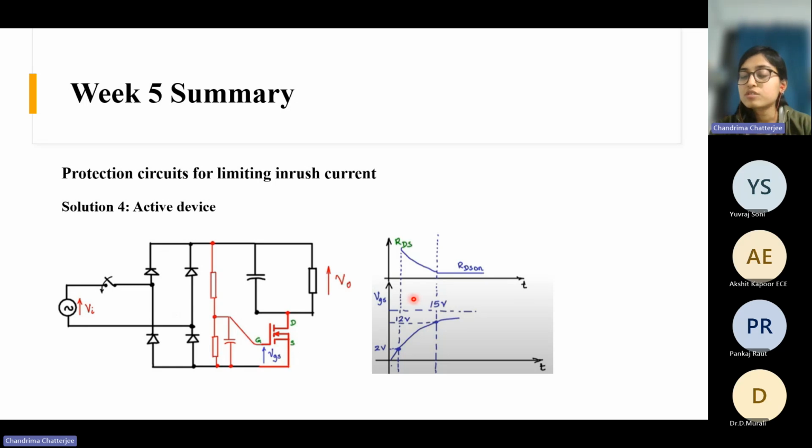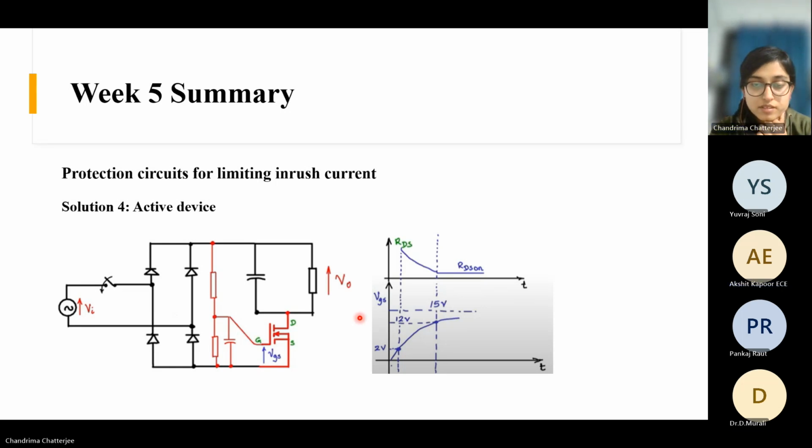Okay, so that's what it does. Initially, it offers a high resistance to limit the inrush current, and after some time the resistance decreases, because now the circuit has reached the steady state. The current is small, so now we don't need any resistance. That is the working principle of this solution. Okay, and is that clear?